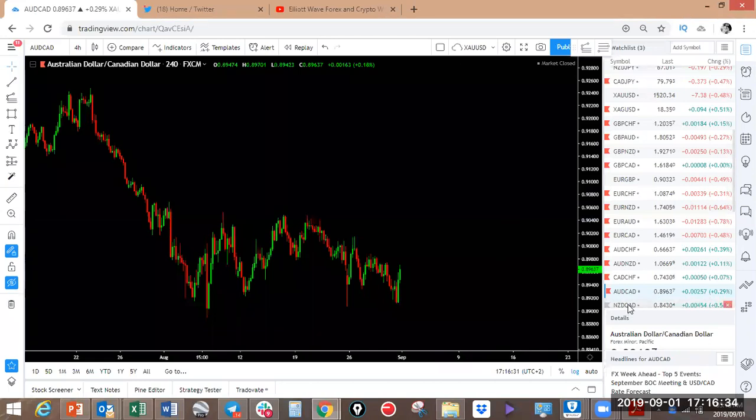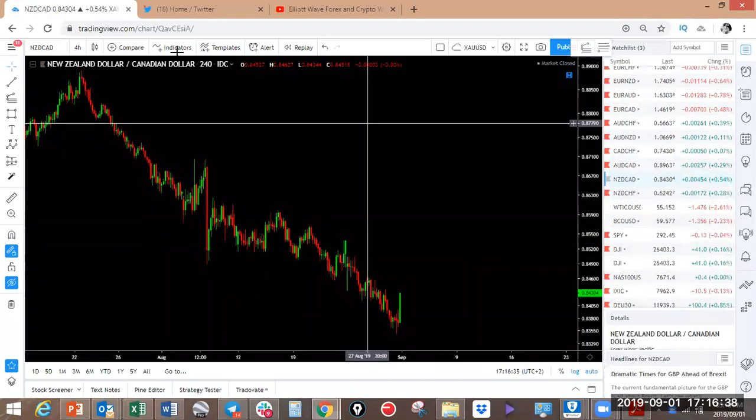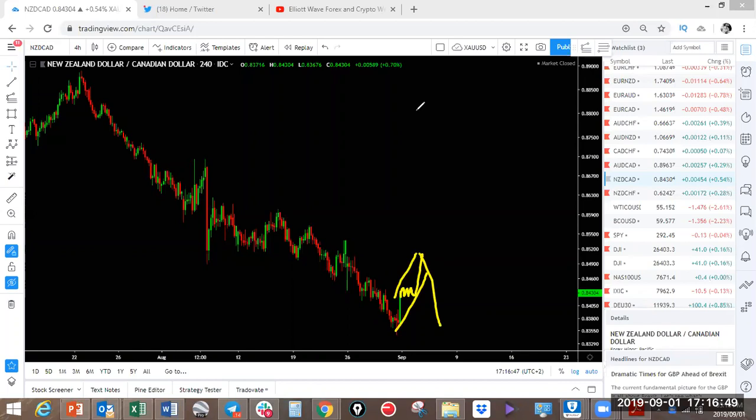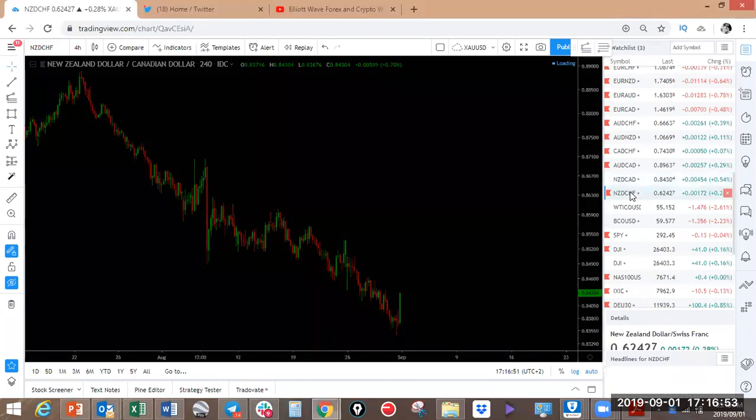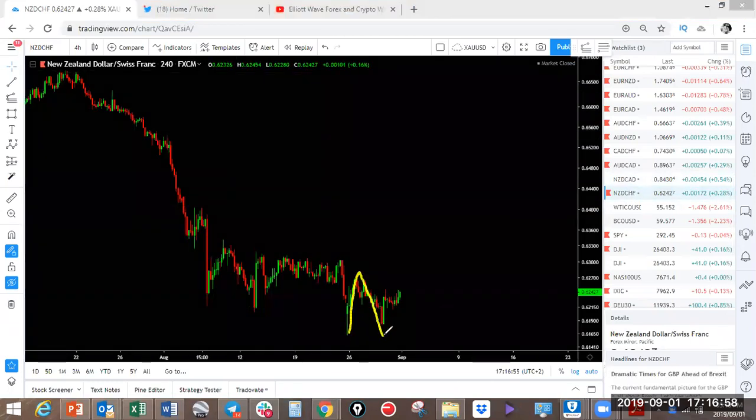New Zealand CAD made an impulsive move here on the 4 hour. Just wait for it to make a 3-wave move here. The trend is still down, it's not reversed yet. Can still be continuing to the downside, but you've got a bit of a short move to the upside. New Zealand CHF, not as aggressive. You could be getting this structure here. Okay, next trading session, you just expect it to come and retest the top here.